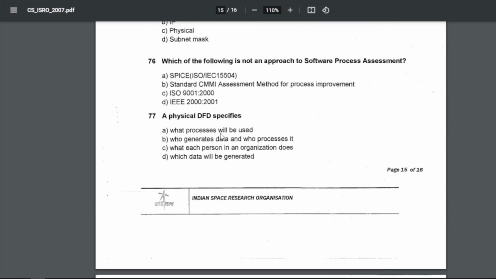77: a physical DFD specifies what? A physical DFD specifies who generates data and who processes it, right? Remember this. Again, a physical DFD specifies, option B, who generates data and who processes it.